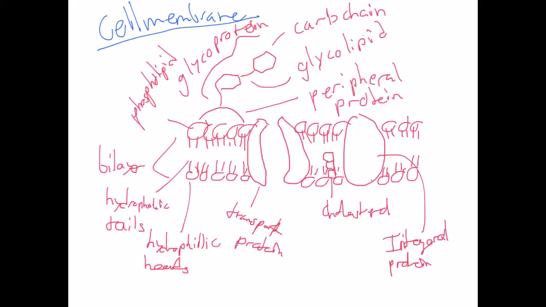The peripheral protein is located on the outside of the cell of the plasma membrane, and they can also act as ion channels and transmembrane receptors.